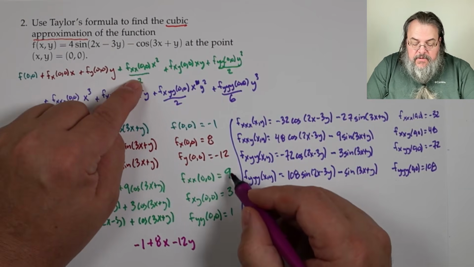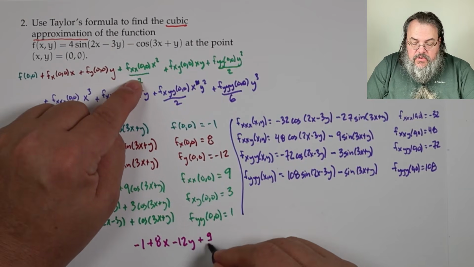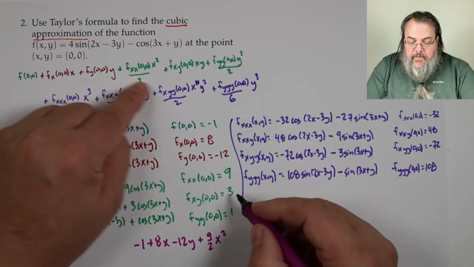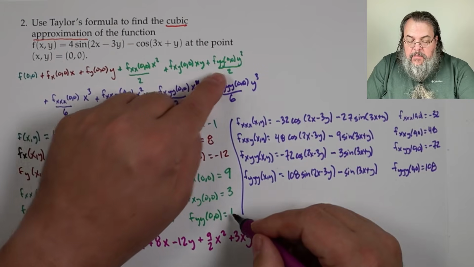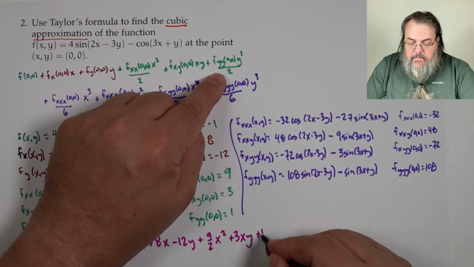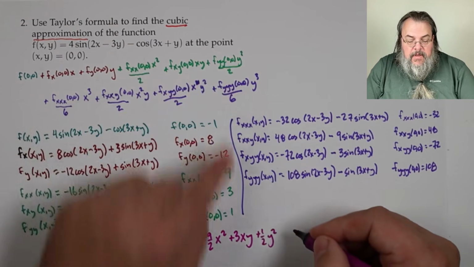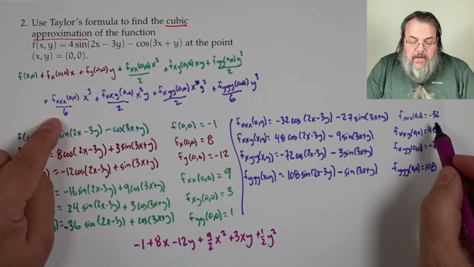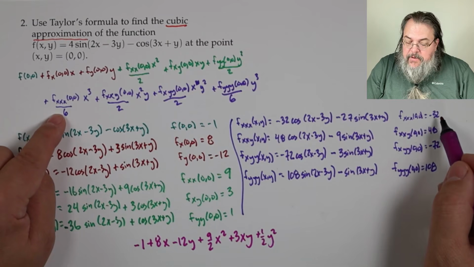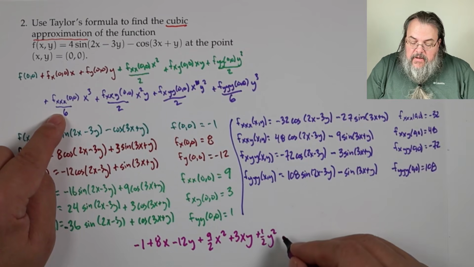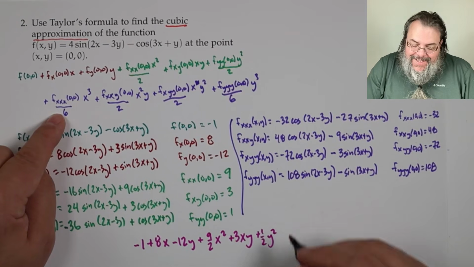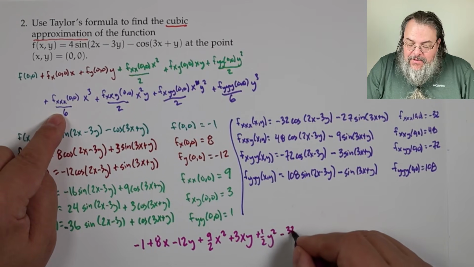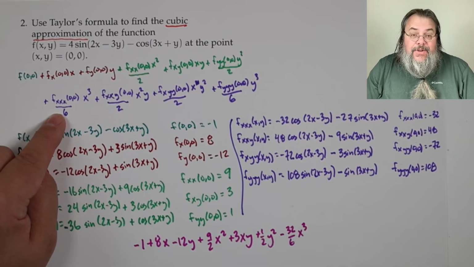Then we have 9 over 2, which is also known as 9 over 2 x squared, plus 3xy, plus 1 over 2 y squared. Then we come over here, and then we have negative 32 over 6. And we could simplify that, but in the interest of sanity, I'm going to leave this as negative 32 over 6 x cubed. Yes, I do know that's 16/3.